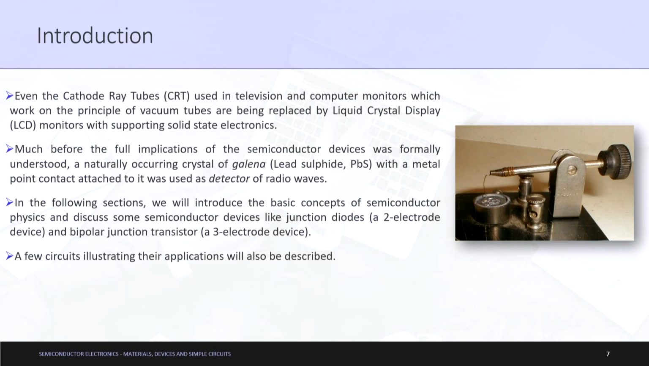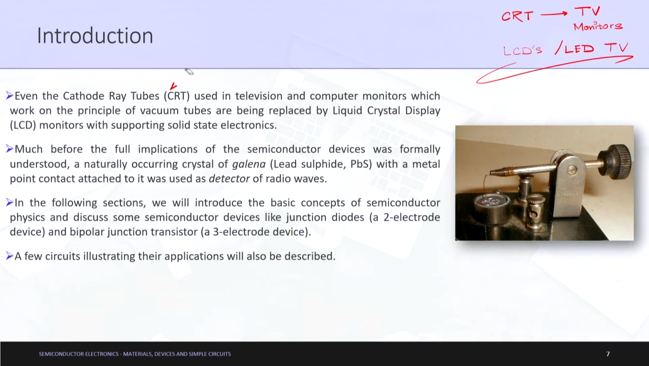Even the cathode ray tubes used in television and computer monitors, which work on the principle of vacuum tubes, are being replaced by LCDs with supporting solid state electronics. Around 20 to 25 years back, CRT monitors were generally used in your TVs and monitors. But right now we are using LCDs. The LCD era is also diminishing right now. We are using LEDs; LED TVs are generally used today.